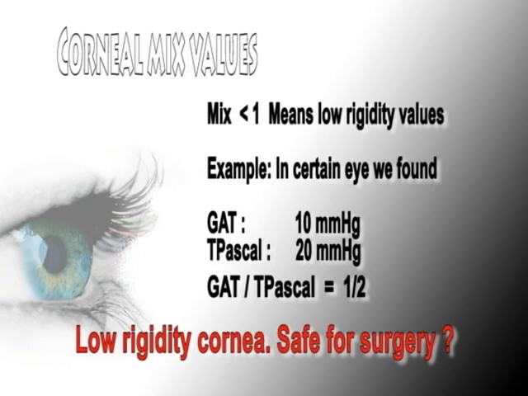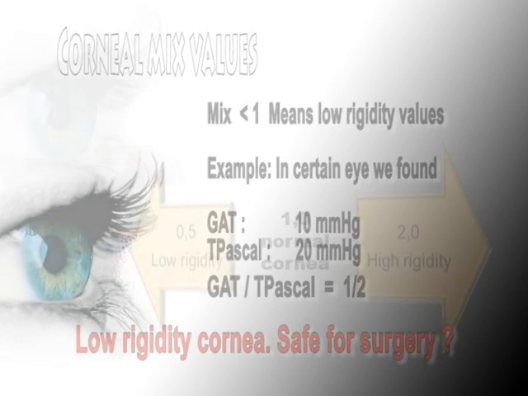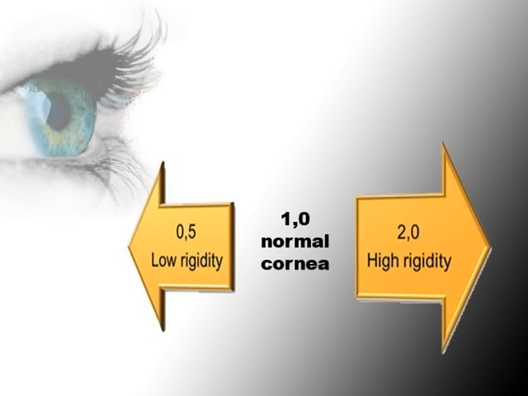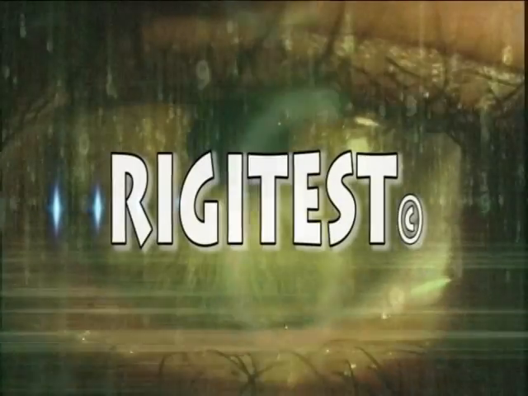A fictitious, exaggerated example would be the following. If we find 10 millimeters of mercury with the Goldmann tonometer and 20 millimeters of mercury with the Pascal tonometer, the difference can only be explained by the cornea, and if we divide the Goldmann measurement by the Pascal, we will encounter the half value, or rather the cornea with half the rigidity. Using this method, it will be difficult for the values of the rigidity of the cornea to pass above 2 or below 1/2.